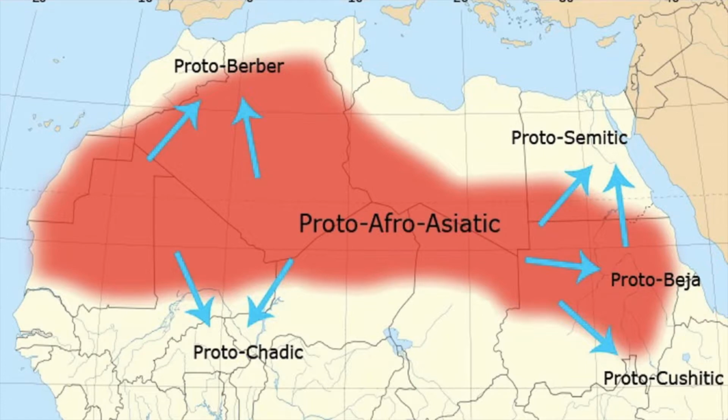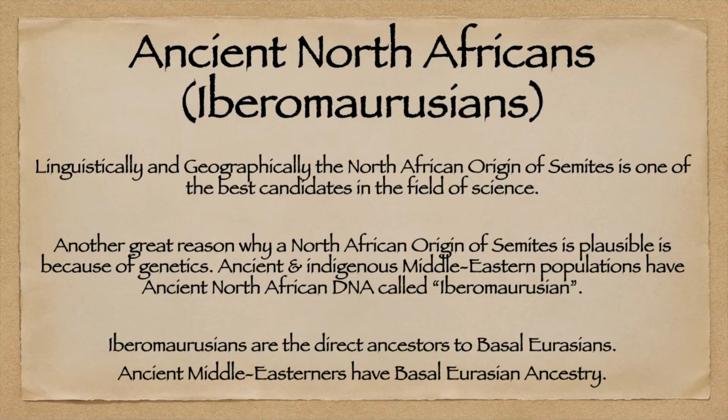And the North African origin is probably one of the best, as I said earlier. So linguistically and geographically, the North African origin of Proto-Semites is one of the best candidates in the field of science. Another great reason why a North African origin of Semites is plausible is because of genetics. Ancient and indigenous Middle Eastern populations have ancient North African DNA called Ibero-Maurusian.